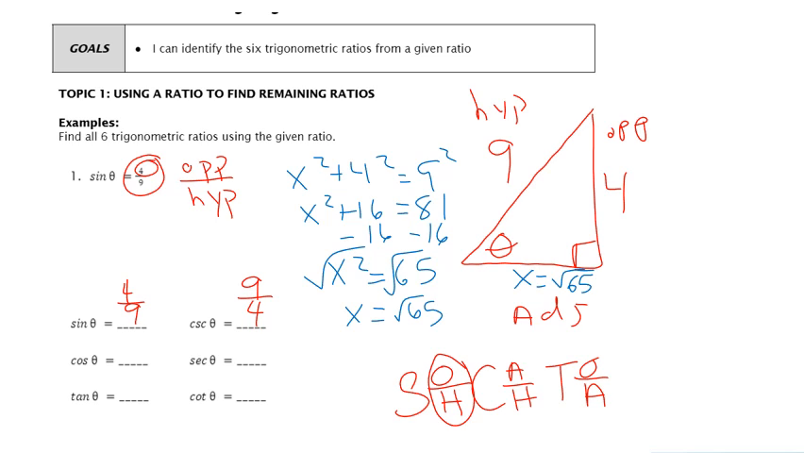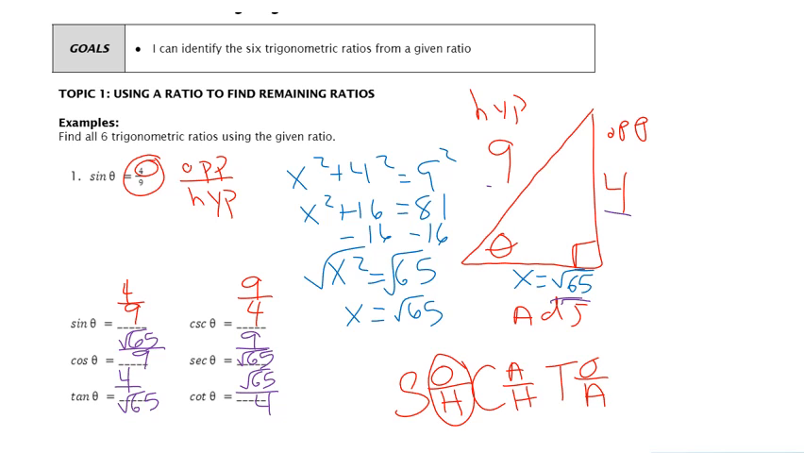And now we're going to go ahead and fill in the rest of our ratios. So my cosine would be root 65/9. That means secant will be 9/√65. And I might have to rationalize that. And then tangent would be 4/√65. And then the reciprocal cotangent would be √65/4.